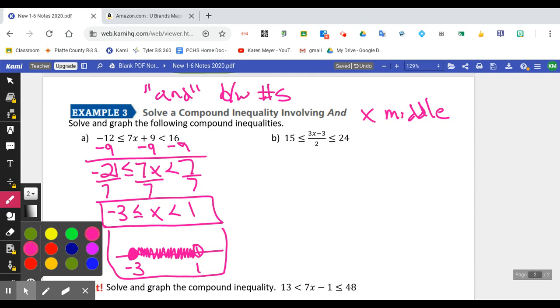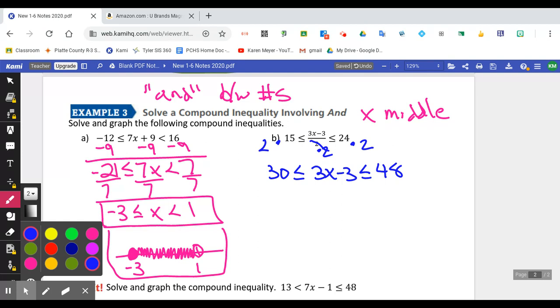Okay, so let's look at B. On B, we have a fraction in the middle. So if I look at the fraction, I'm dividing by 2. So the opposite of dividing by 2 is to multiply by 2. So remember, multiply everything by 2, both ends and the middle. 15 times 2 is 30, less than or equal to 3x minus 3, which is less than or equal to 24 times 2 is 48. And did you notice in the middle that the dividing by 2 and the timesing by 2 canceled out, so I did not write that at all?